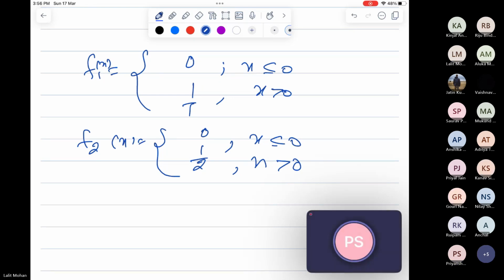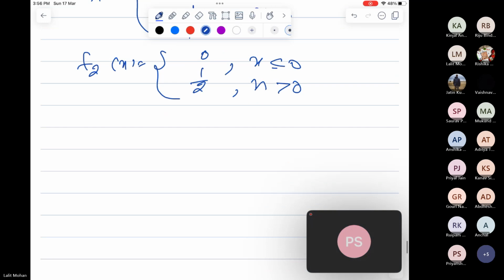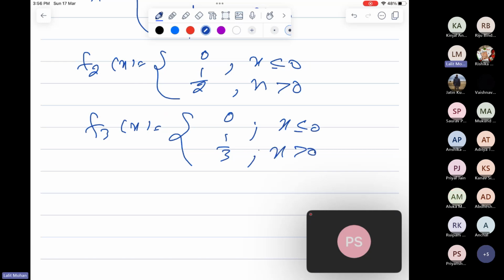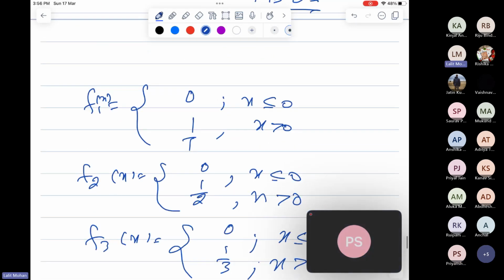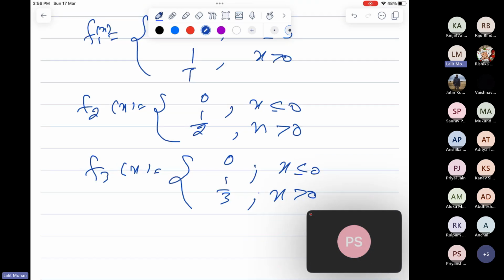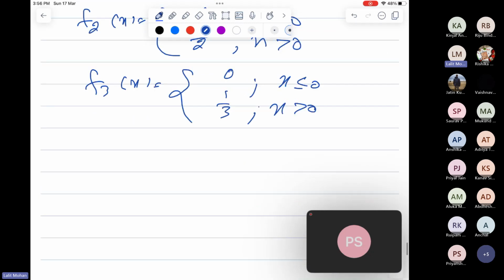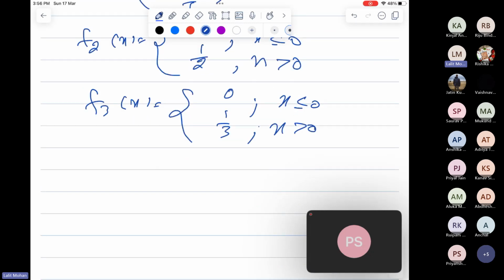Yes, sir. Are f1 or f2 continuous at 0 or not? No, sir. Is this function continuous at 0 or not? No, sir. Right? Because when you evaluate the left hand limit of f1, this will be 0. Right hand limit is 1. When you evaluate the left hand limit of f2, this will be 0. Right hand limit is 1 by 2. Similarly, here left hand limit is 0. Right hand limit is 1 by 3. So this is discontinuous at 0.